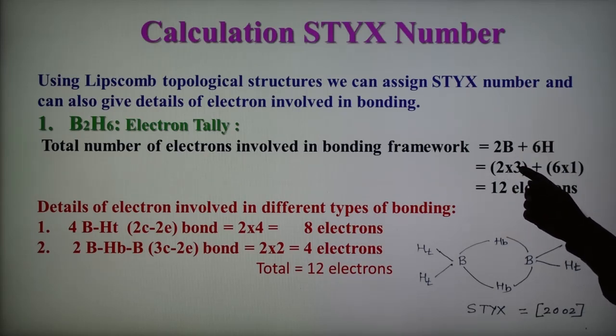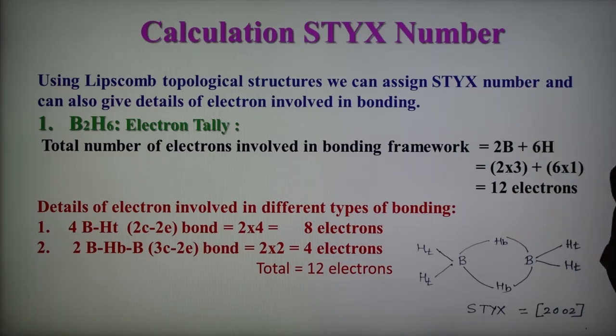And hydrogen has atomic number 1, so only 1 electron in its orbital, and there are 6 hydrogens, so 6 into 1. So 2 into 3 plus 6 into 1: 2 into 3 is 6, and 6 into 1 is 6. Total 12 electrons are there in the bonding framework of diborane.